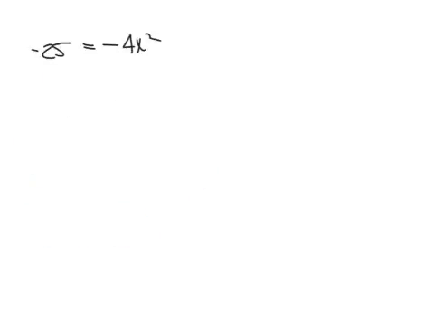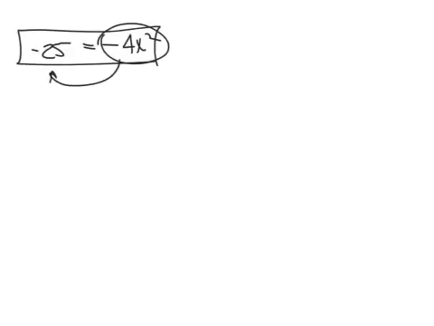So this is example 88.2. Again, the first thing we need to do is make that equal to 0. So we're going to take this and bring it over here. So we're going to add 4x squared to both sides.